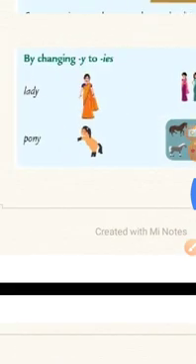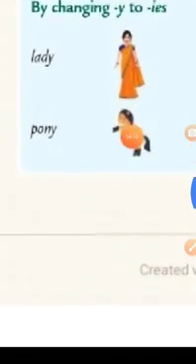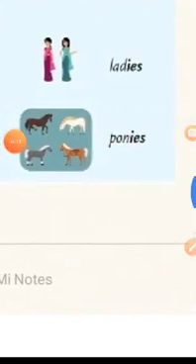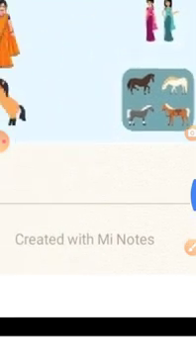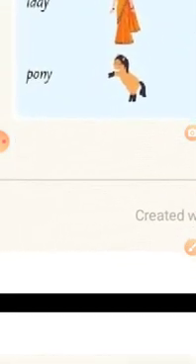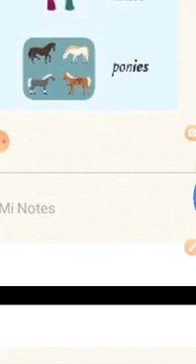So lady, LADY, lady will become LADIES, ladies. The changes are highlighted in bold. You can see that. And now look at the next one. PONY, pony. Here the last two letters are N and Y. A consonant letter and a Y. So here we have to change Y. We have to remove Y and put IES in its place to make it to plural.